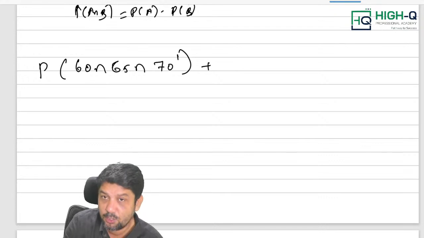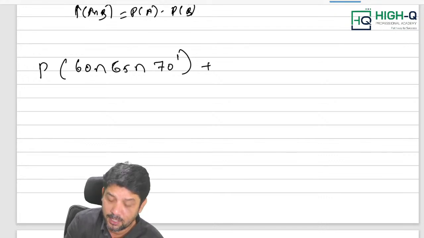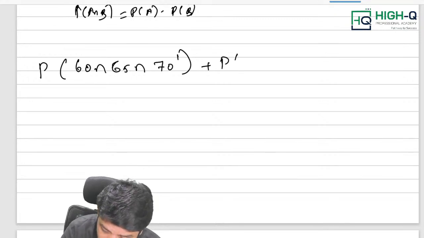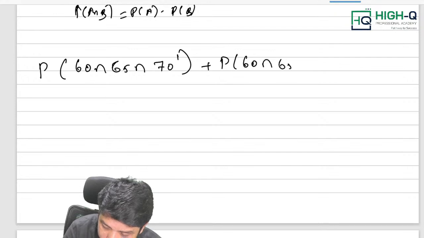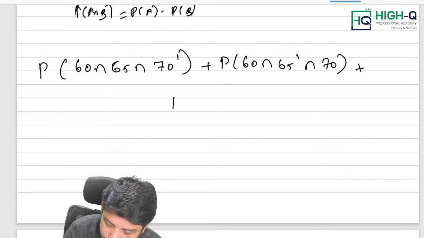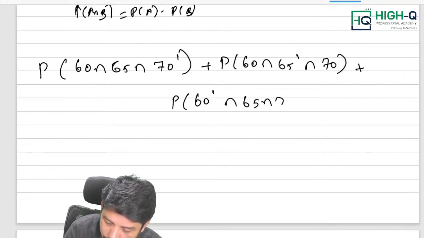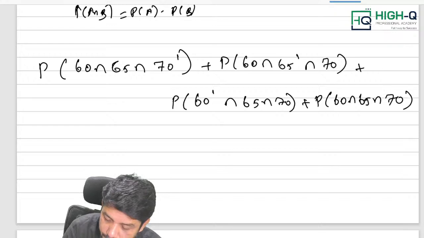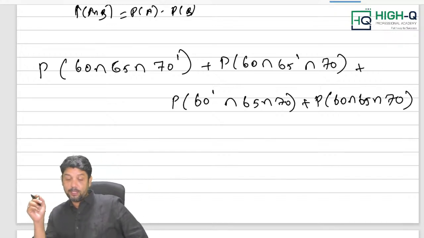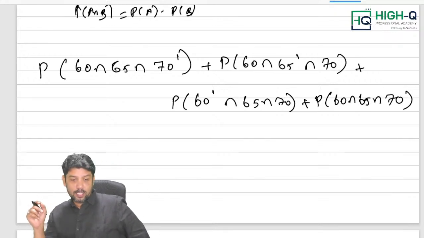Sir, is it necessary that only 60 and 65 survive, and 70 years old dies? Why not 65 dies and the other 2 survive? Yes, that is also one of the possibilities. Then all 3. All 3 we have to take.